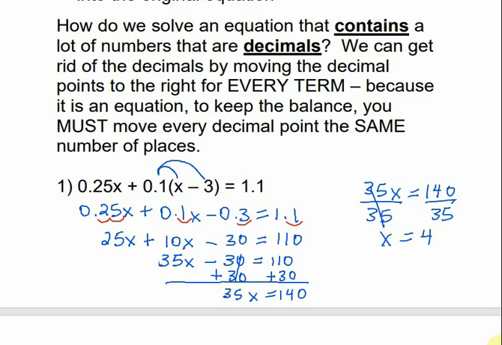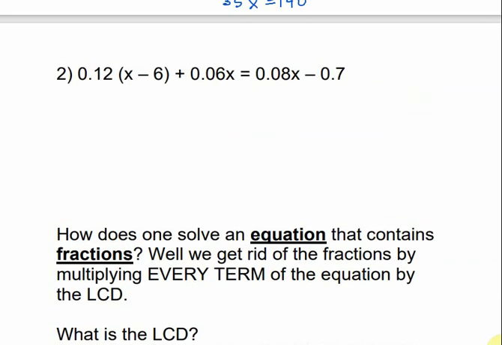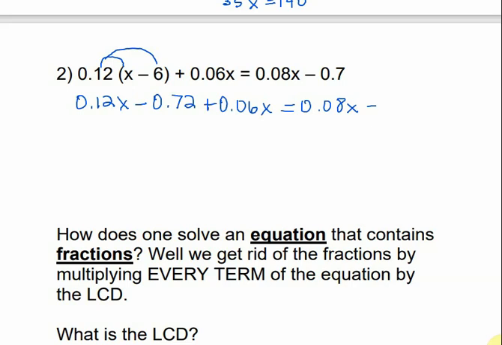All right, let's try it in another linear equation. Here we have another set of parentheses, and we've got to get rid of those first, so I'm going to distribute, and I have 0.112x minus 0.72 plus 0.06x equals 0.08x minus 0.7.